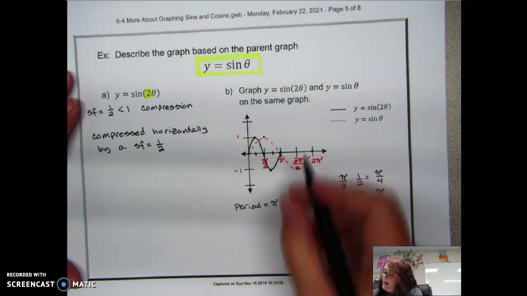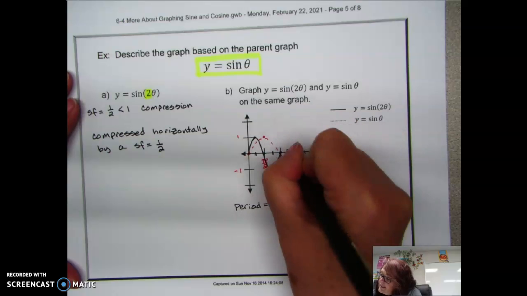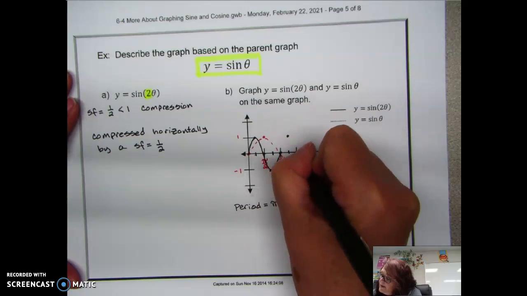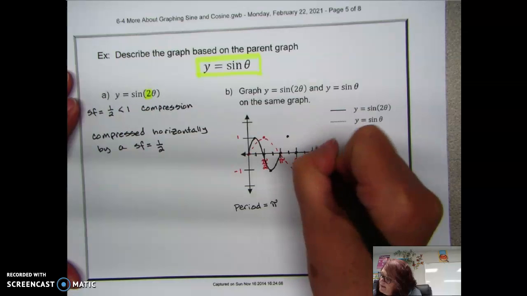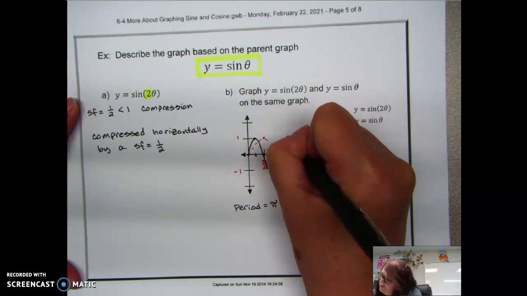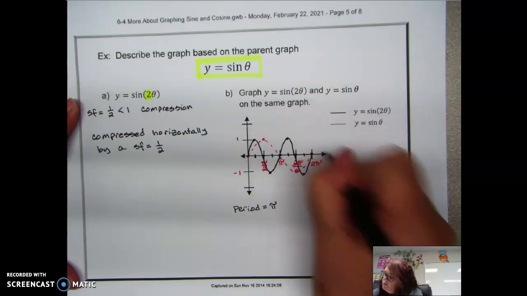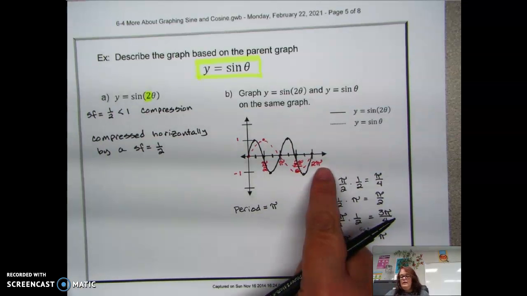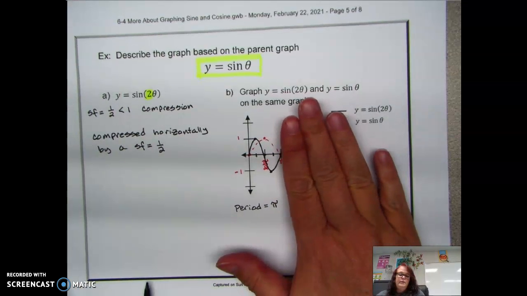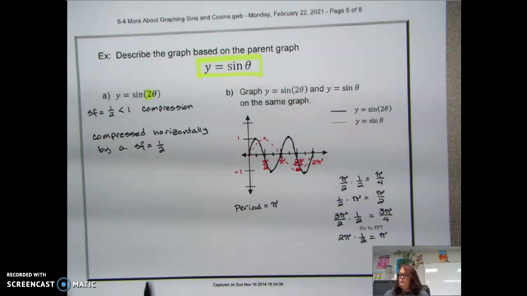Okay, now I could continue this and do a second period. So I could go up and then down and then back. So do you see that I could actually fill 2 of those in if I wanted to in a normal period of sine? Or I could just stop at 1 period to at least let me know that you knew what you were doing.